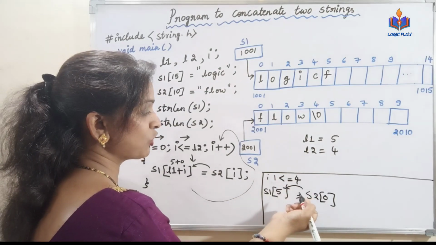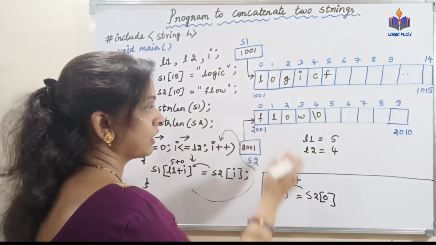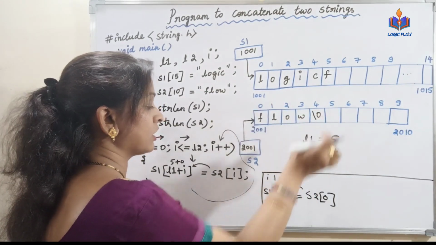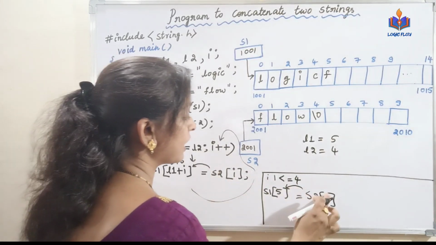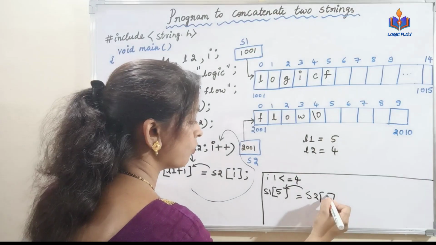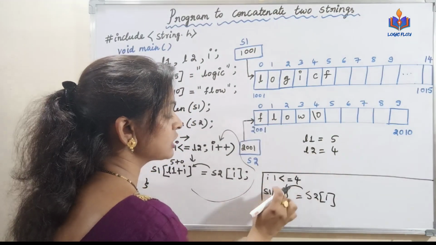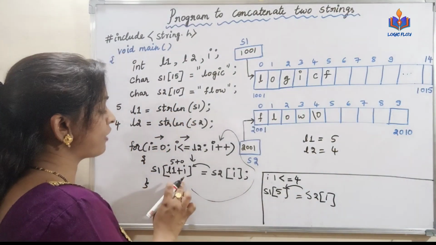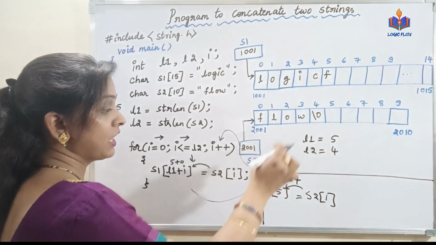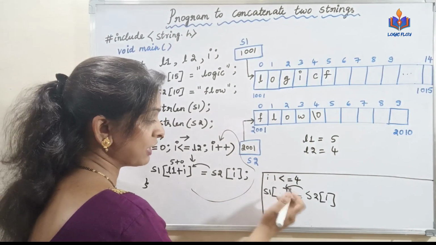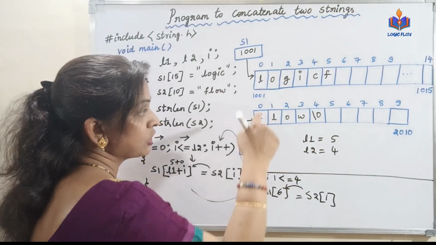Again 1 less than or equal to 4. I have to traverse, right? I have to start from here and I have to reach till here. Yes, condition true. Then I say S2 of I. I is how much now? I is 1. This one, to be transferred to S1 of I, that is L1 plus I. What is L1? It is 5. 5 plus 1, the I value, it is 6.